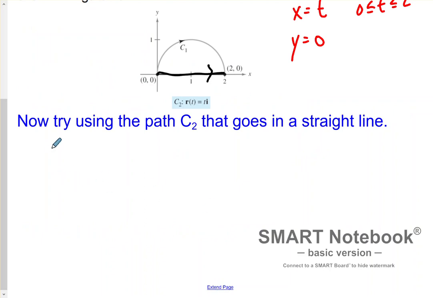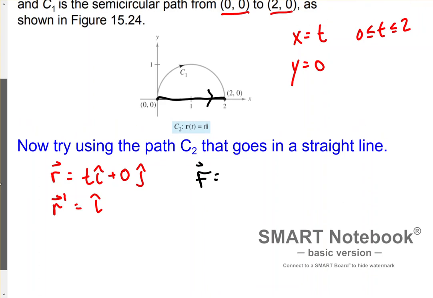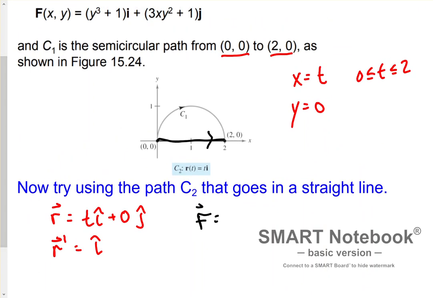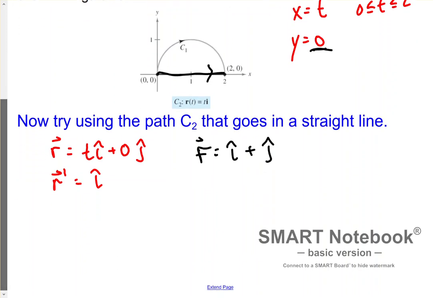Okay, so then my r function is t i plus 0 j, which means my r prime is just i. So that seems friendly. And then my force, if I scroll up here, was y cubed plus 1. So remember y is 0. So this is just going to be 1 i. And plus 3xy squared. Again, since y is 0, that's going to zero out that whole thing, and I'll just get 1 j. And I'm feeling much happier about this, right? So I think this is going to produce a nice integral for me.